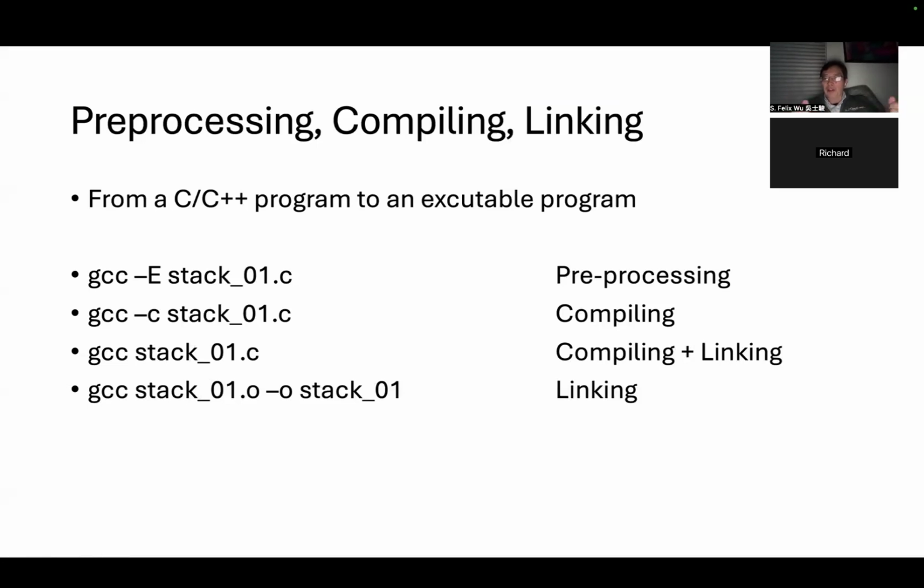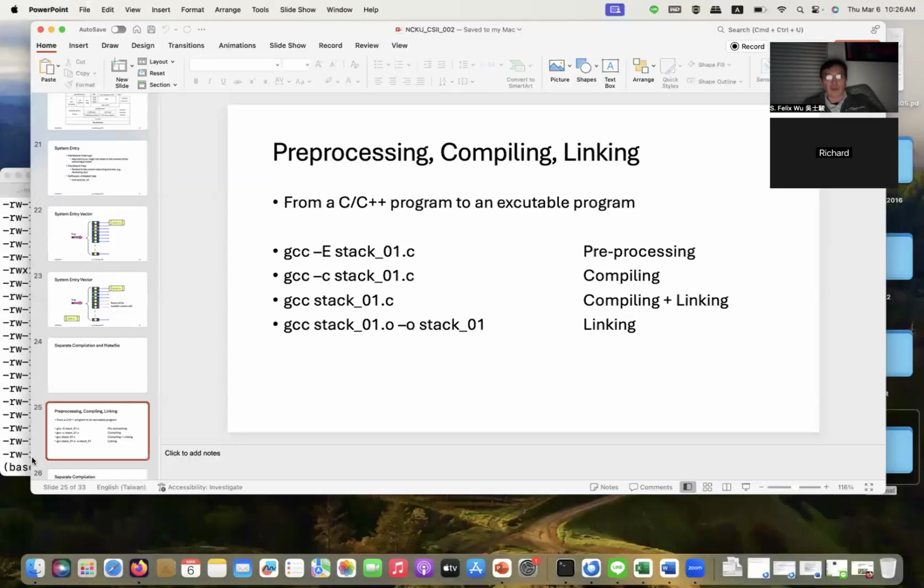However, the compiler G++ or GCC gives you different options that you can use to exercise one particular stage out of the three stages. For example, if you say gcc minus capital E, that means the compiler will stop after it is done with pre-processing. You might ask, what do you mean by pre-processing? Let me give you some examples.